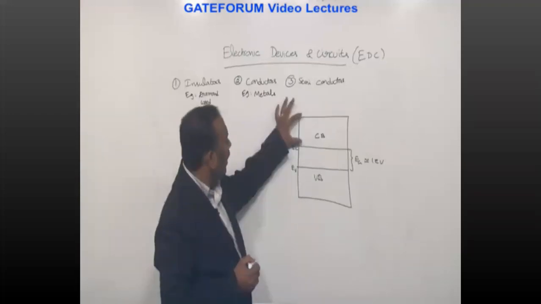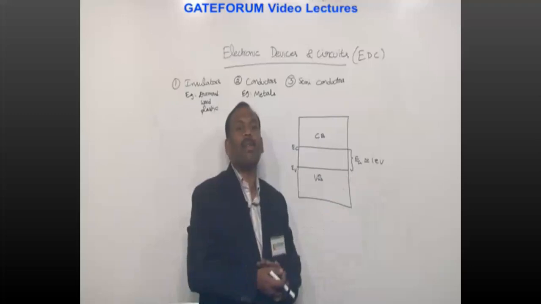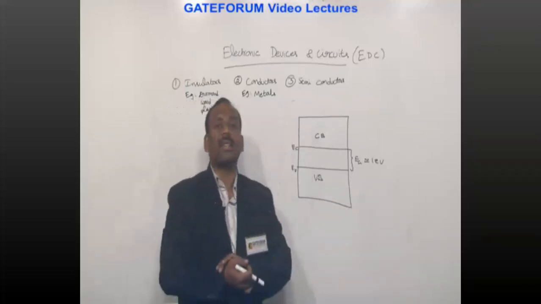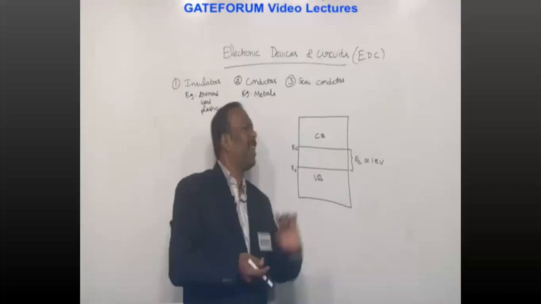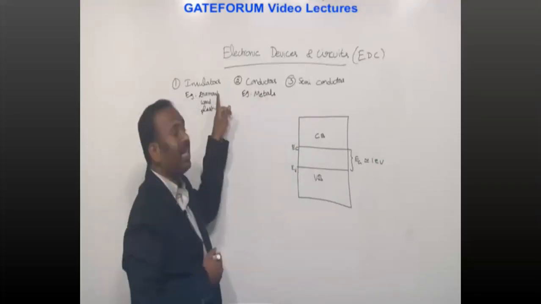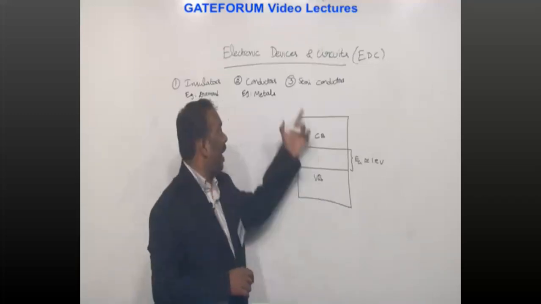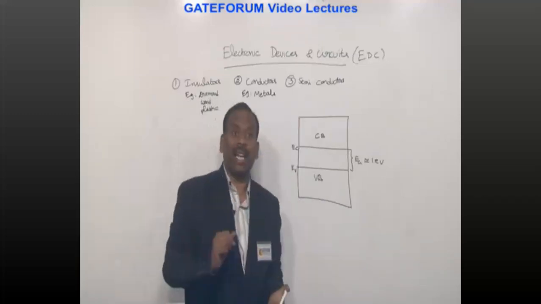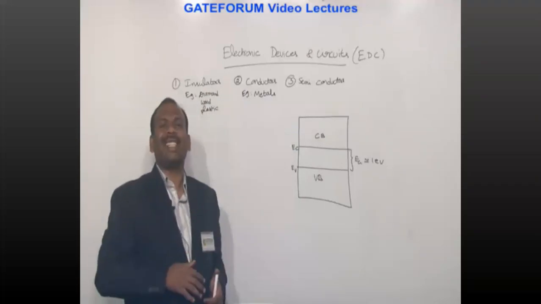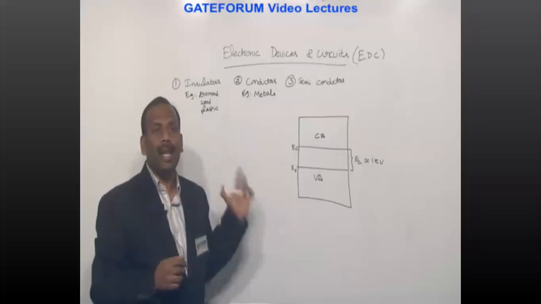This is the valence band, this is the conduction band, and between them is the forbidden gap. If the forbidden energy gap is around 1 electron volt, then it is called a semiconductor. A conductor conducts electricity heavily. An insulator does not conduct electricity at all. Whereas a semiconductor's conductivity lies between conductors and insulators. It is not so high as conductors, and it is not equal to zero as in an insulator.